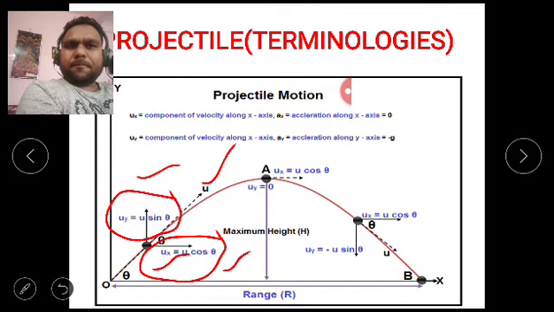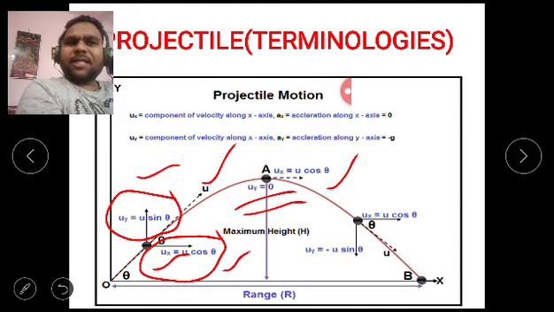Now at the highest point, the object will cease to move upward. So at the highest point, the vertical component of the velocity will become equal to 0. There will be no vertical component and there will be only the horizontal component. After reaching the highest point, the vertical component will start acting downwards.